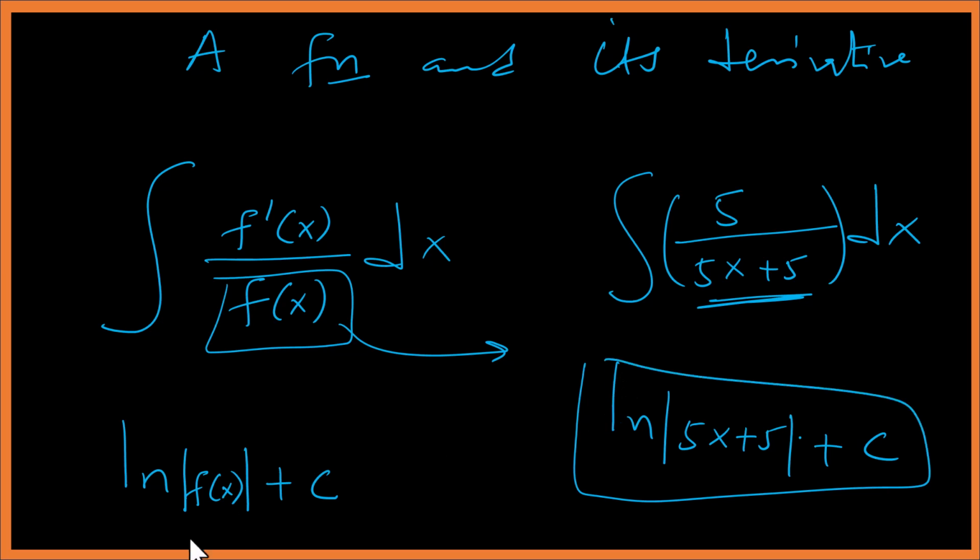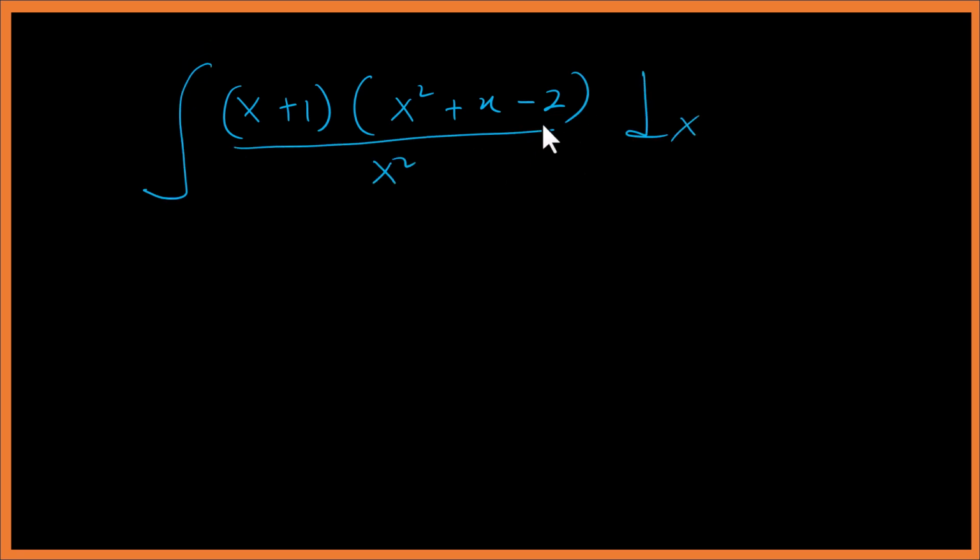Okay, now let's go ahead and solve this problem. We're given x plus 1, times x squared plus x minus 2, all over x squared. All right, so let's see if we can apply the function and its derivative. So let's expand the numerator.